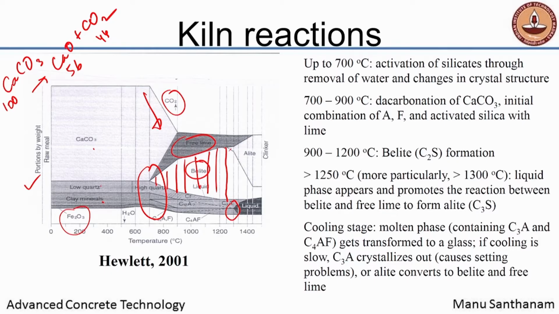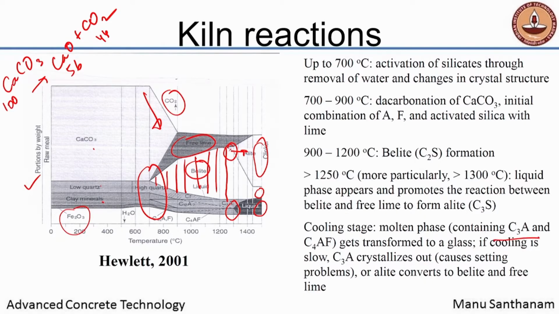Beyond this point you start seeing the appearance of the liquid phase, that is your aluminate phase, right. The aluminate and the ferrite appear as a liquid phase, as a melt, and that starts promoting the conversion of belite to alite. So, in the end what you have is a lot of alite, some belite and some calcium aluminates. Now, please remember these calcium aluminates at the end of the clinkering process are still in a liquid form. So, now these have to be cooled.